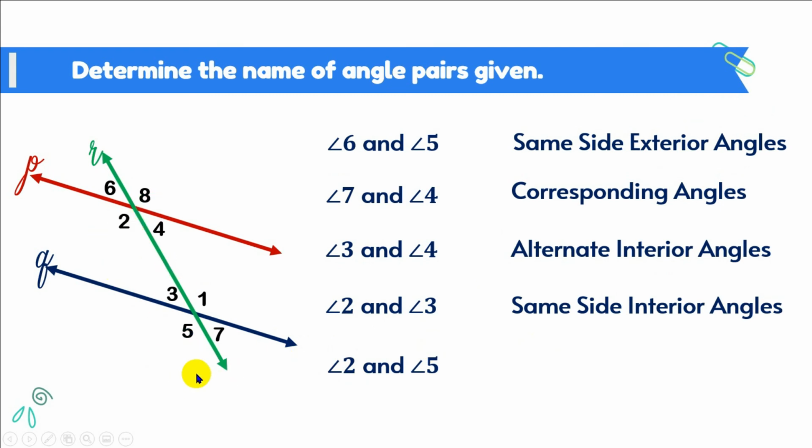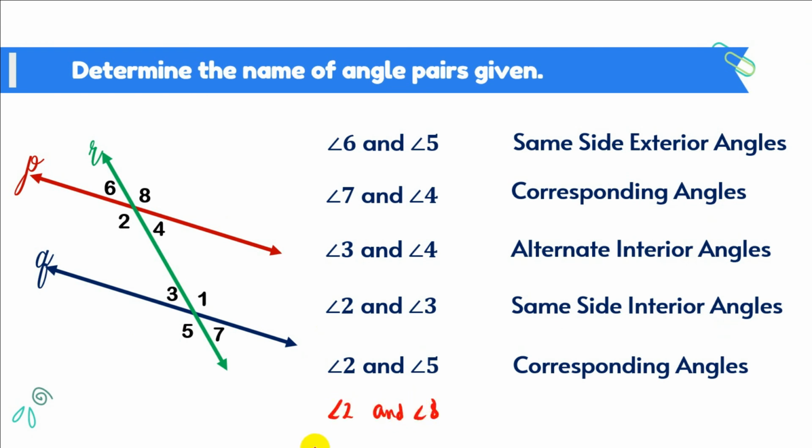Then, for the last one, we have angle 2 and angle 5. So, both of them are on the left side of the transversal line R, and one interior, one exterior. So, ang tawag natin sa kanila ay corresponding angles. How about, so dagdagan natin ng isa pa, angle 2 and angle 8.